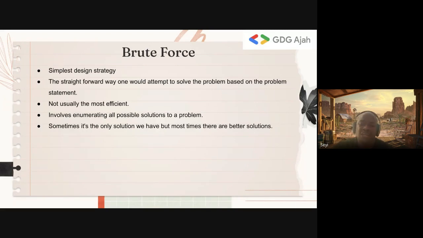And then it usually involves enumerating all possible solutions to a problem. Sometimes it's actually the only solution we have. Some problems are just like that, such that you have to enumerate every possible solution. Like if they ask you to generate all the permutations of a collection, there is no way other than to just generate everything. There is no better way you can do it. So it's important to note that brute force is not necessarily bad. It's usually a stepping stone to solve the problem. Usually we start with brute force and then we try to optimize that approach going forward.